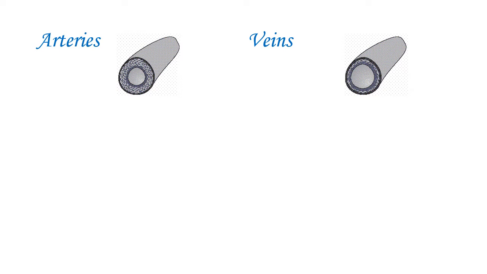Now let us have a look at the arteries and veins, and simultaneously we will see the differences between the arteries and the veins. If we look at the structure of arteries and veins, structurally arteries have got thick muscular wall. Now you can see the diagram. The wall over here is muscular and thick. Veins have thin walls.